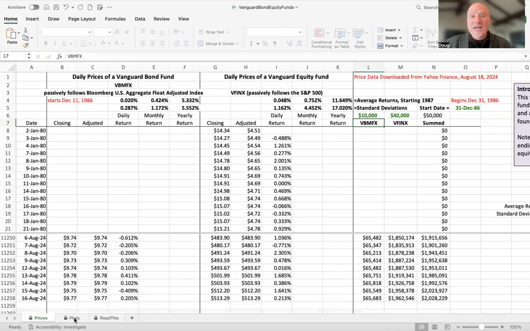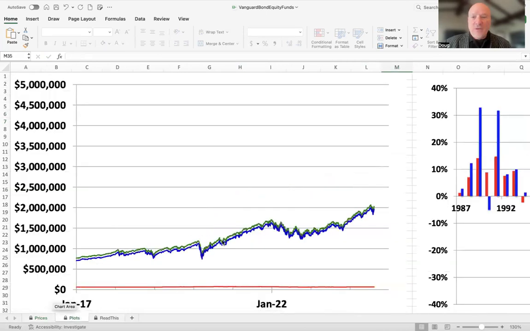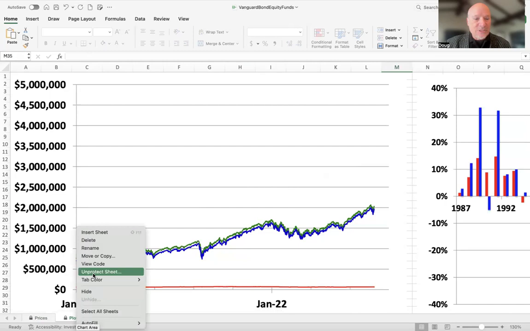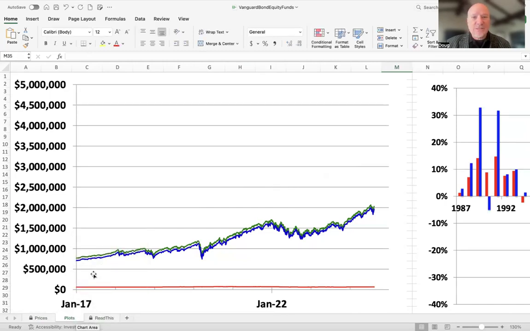Down here on the plots tab, you'll see the plot. But if you download this spreadsheet, you may need to adjust the axes. See, it starts in January 2017. We need to add a few more years to that. So right click on the tab for the plot, and then unprotect the sheet. And now you can double click on the bottom x-axis.